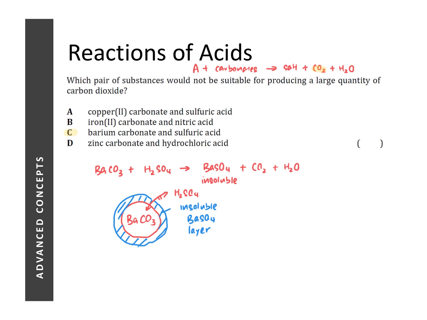Now this is not limited to barium carbonate reacting with sulfuric acid. As long as any solid reacting with an acid produces an insoluble salt, the insoluble salt will form an insoluble layer on the surface of your solid reactant and prevent it from further reaction.